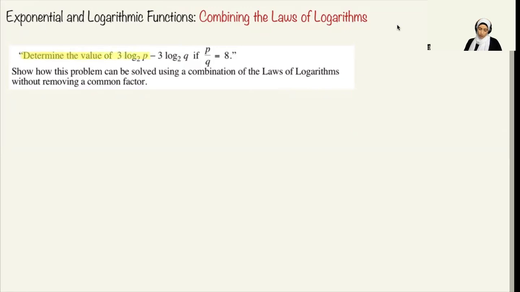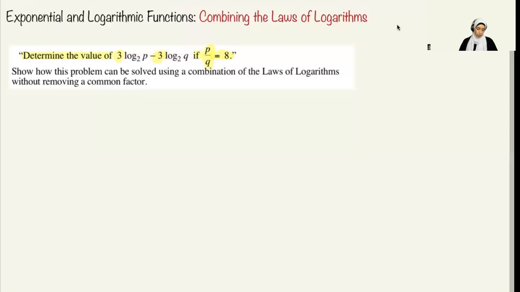So over here it says determine the value of 3 log base 2 of p minus 3 log base 2 of q if p over q is equal to 8. Now over here we see subtraction, same base. So we're thinking, okay, well, I could use division, right? Because division says that if I'm dividing P and Q, then I can always write it as subtraction. But that's only if we don't have anything in front. And so this 3 needs to be brought inwards.